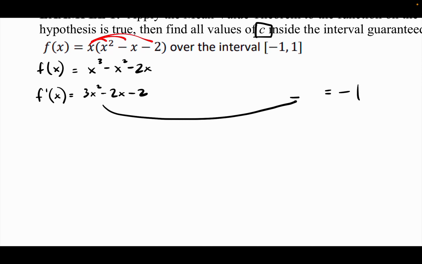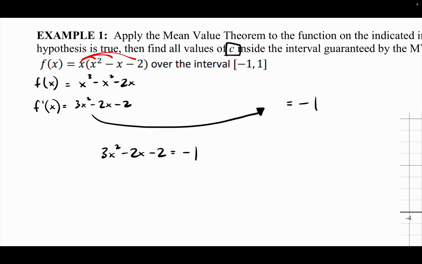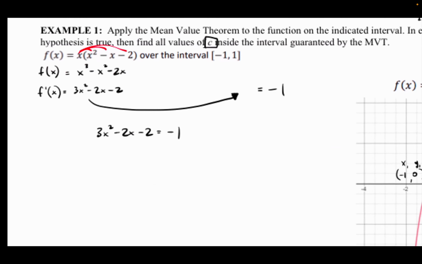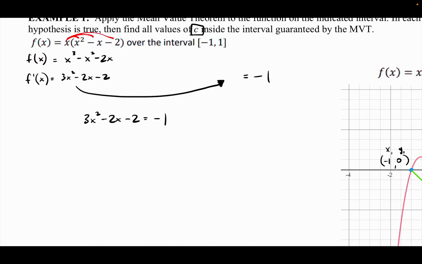Set this guy equal to this guy. 3x squared minus 2x minus 2 equals negative 1. Solve for x. So I'm going to add 1 to both sides. It's a trinomial. Going to get 2 answers.